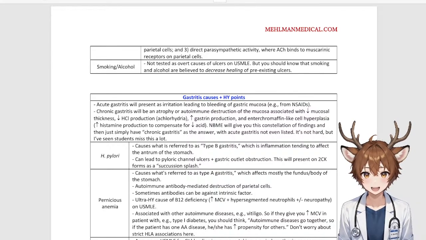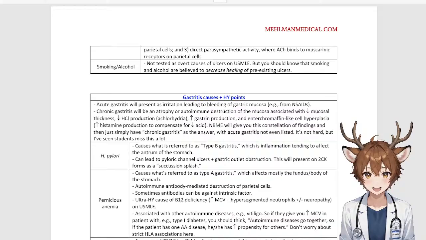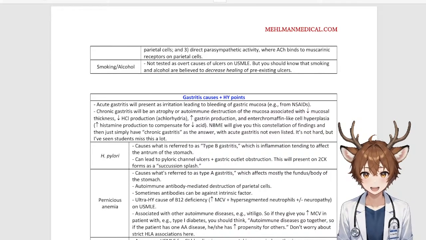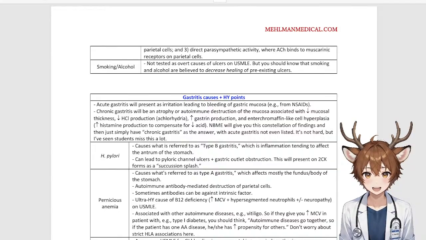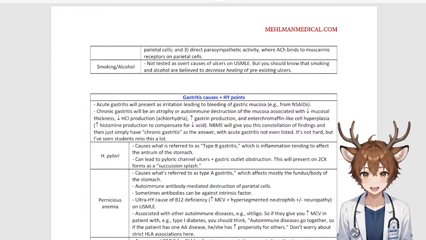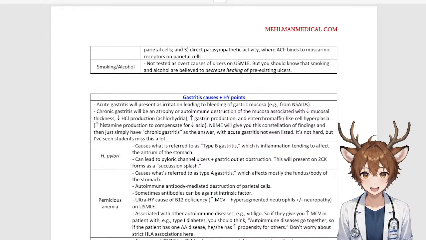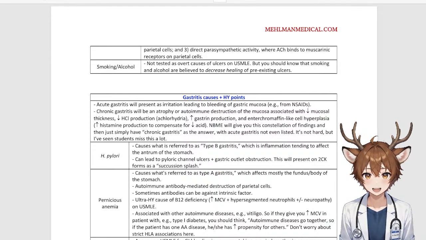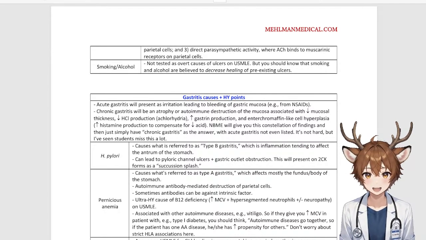Acute gastritis will present as irritation leading to bleeding of gastric mucosa, that is to say from NSAIDs, for example. Chronic gastritis will be an atrophy or autoimmune destruction of the mucosa associated with a decrease in mucosal thickness, a decrease in hydrochloric acid production, achlorhydria, increase in gastrin production, and enterochromaffin-like cell hyperplasia. Increase in histamine production to compensate for the decrease in acid.